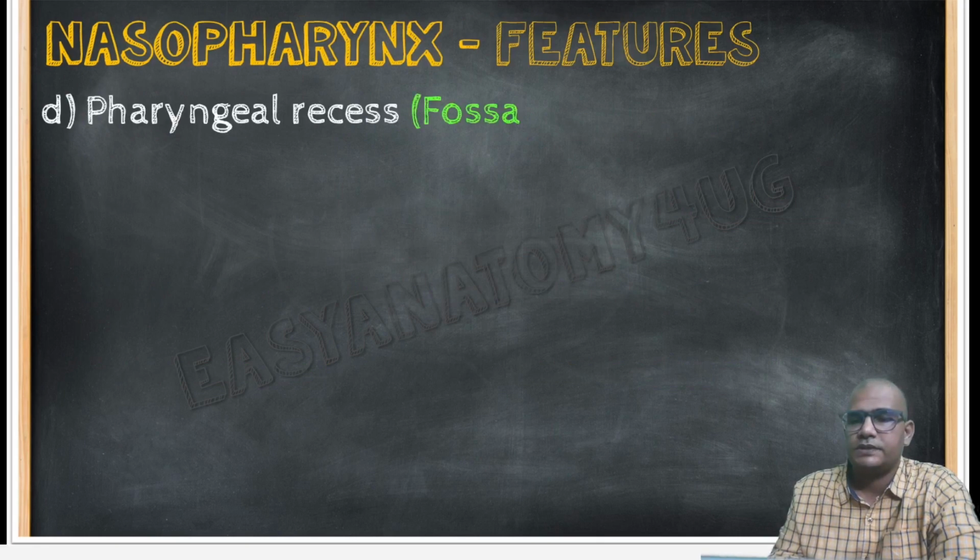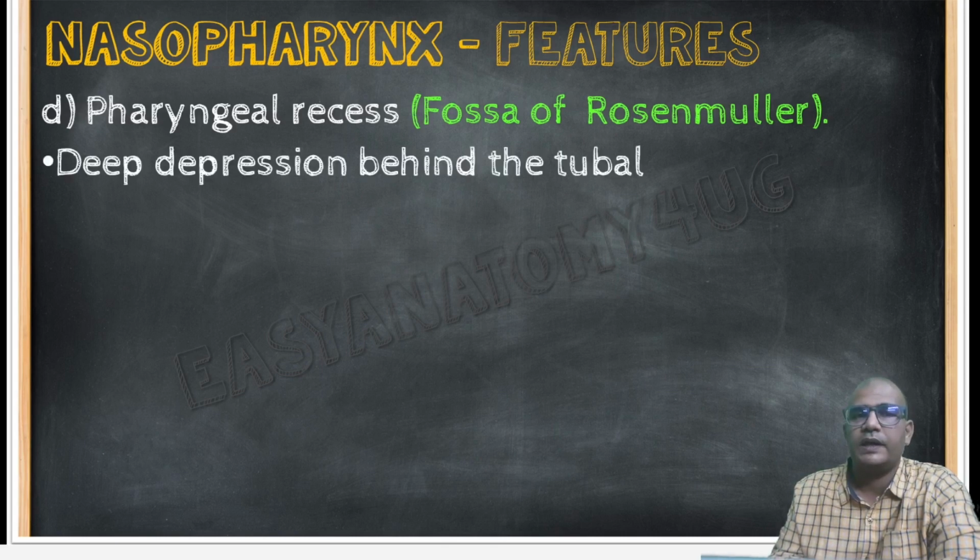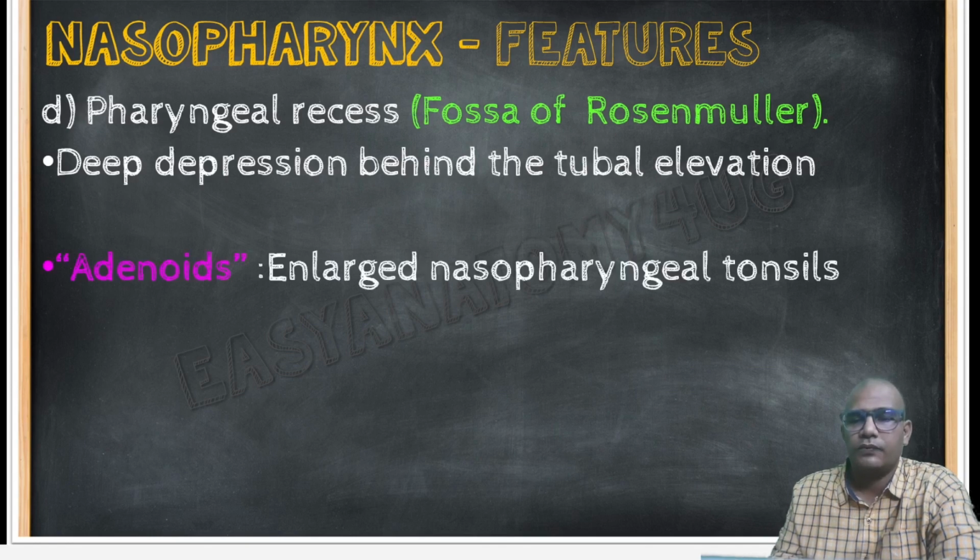What are the features? Next feature is the pharyngeal recess or fossa of Rosenmuller. It is nothing but a depression present behind the opening of the auditory tube. So I will discuss one important applied aspect here, that is adenoids. Whenever the nasopharyngeal tonsils are enlarged, these are referred to as adenoids. The reason may be infection. So remember, adenoids are enlarged nasopharyngeal tonsil.